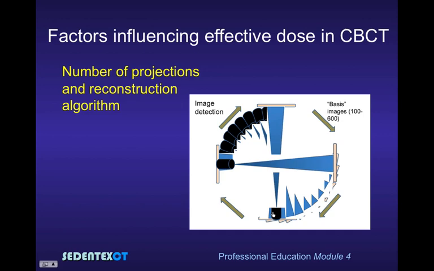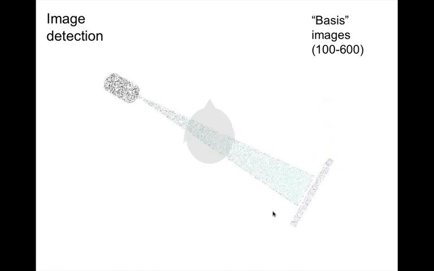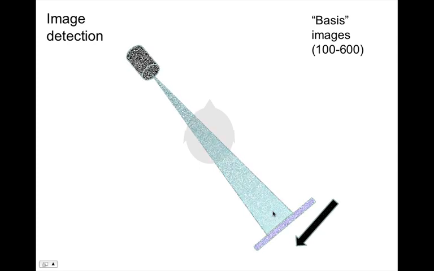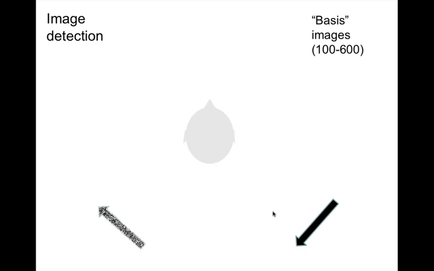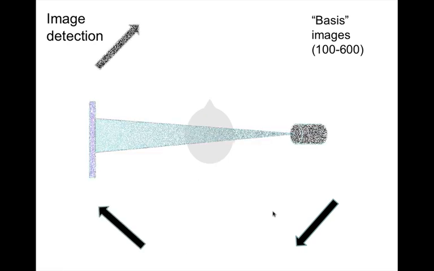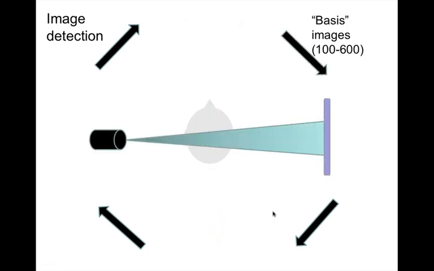Another factor influencing effective dose in cone beam CT is the number of projections used to produce the image dataset. Just to remind you that when we perform a CBCT examination, the dataset is produced by many basis images being produced by the X-ray source and the image detector moving around the patient's head, as shown here. And this would proceed on in most pieces of equipment for a substantial rotation around the patient, perhaps a full rotation in many pieces of equipment.